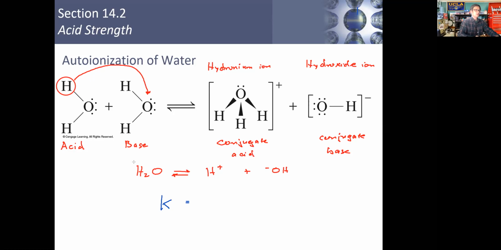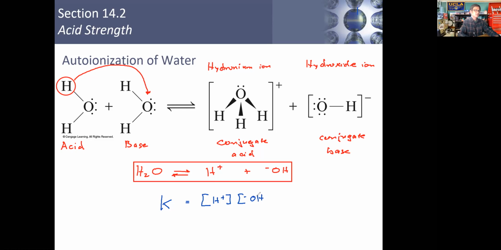Okay, I'm going to go ahead and write out the equilibrium constant expression using this bottom reaction. So with that said, we have the concentration of hydrogen ion times the concentration of hydroxide ion, and that is it. Why?